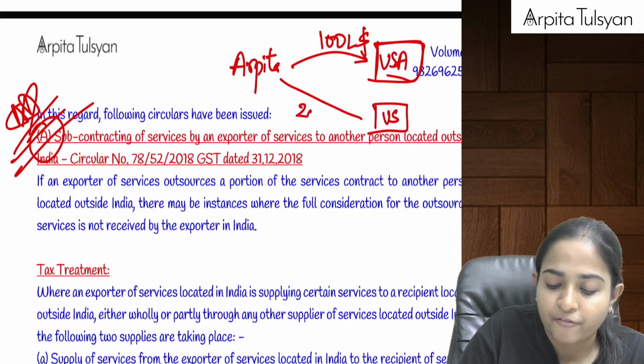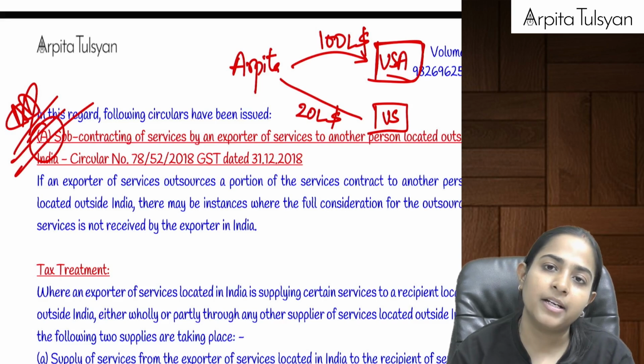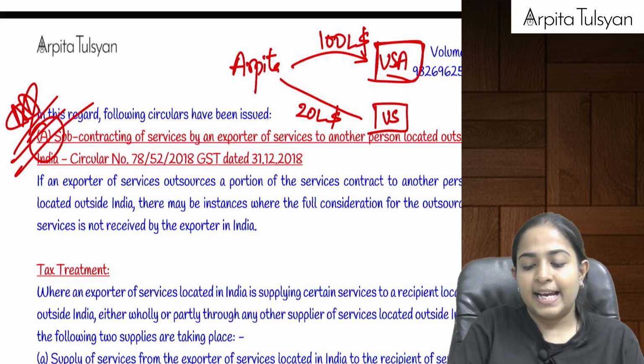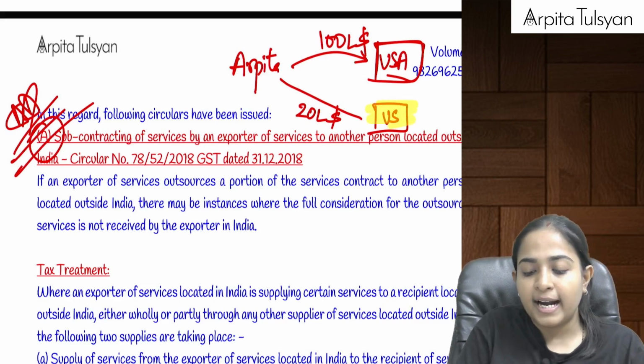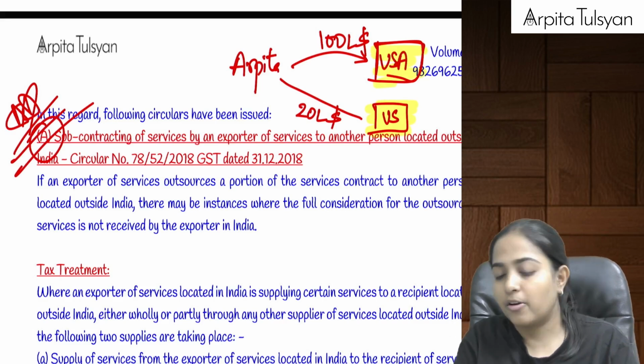For this, you have to pay me 20 lakh US dollars. I said, okay, fine. So basically, can I say I have subcontracted this work to one of the persons for getting my order fulfilled? Okay.